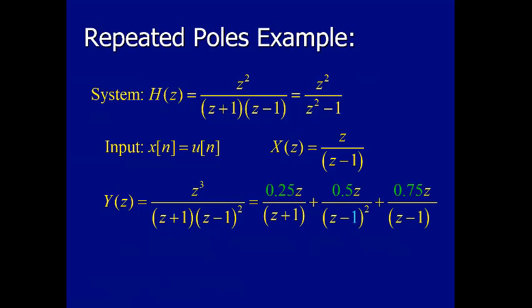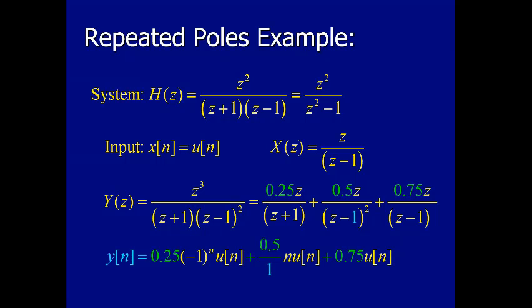And so we have the partial fraction expansion for our Y of Z. We can use the lookup table to inverse transform. The Z over Z plus 1 goes across as a 0.25 times (minus 1) to the n U of n. This squared term comes across as 0.5 from the coefficient out in front. And the Z over (Z minus 1) squared is an n U of n. And Z over Z minus 1 is just U of n multiplied by the 3/4, the coefficient. And that's all there is to it.